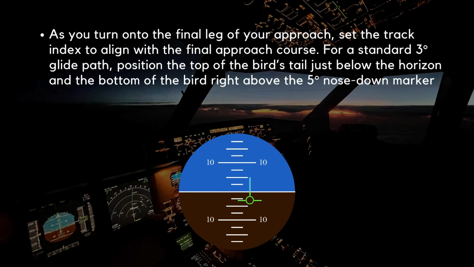As you turn onto the final leg of your approach, set the track index to align with the final approach course. For a standard 3-degree glide path, position the top of the bird's tail just below the horizon and the bottom of the bird right above the 5-degree nose-down marker. This setup will give you a visual cue to maintain a proper descent angle toward the runway.